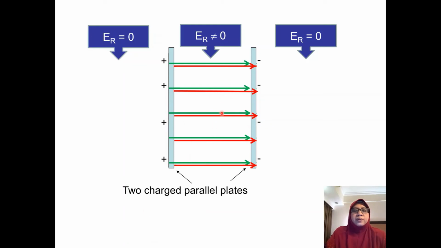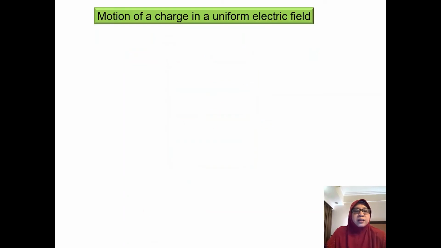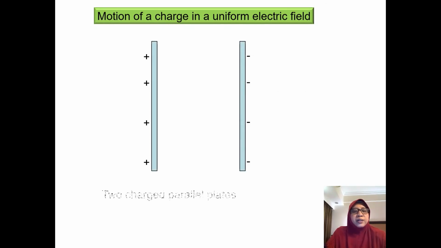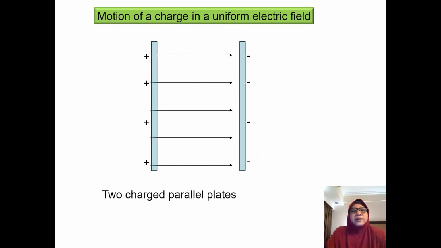So that's why when we draw the region to represent the electric field, it will become like this. On the right side and on the left side, the electric field will be 0. So only in the middle does the electric field have a magnitude, and the direction is from the positive plate to the negative plate, like we discussed in the previous slide.